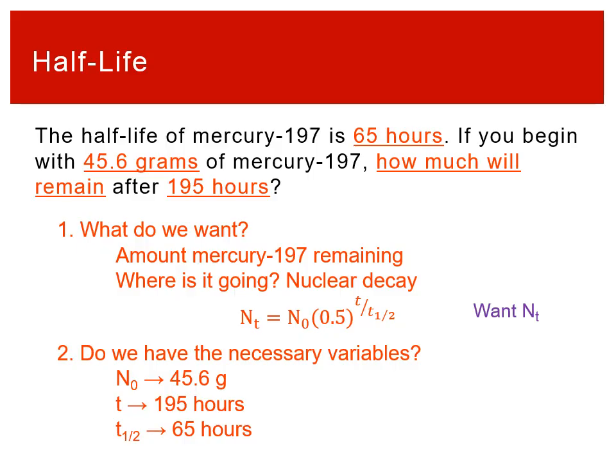But in general, one of the other things we can do is look it up. You can Google mercury 197 half-life and find out that it's 65 hours. You can always look up that information whenever it's available. So you're not always going to be told explicitly that the half-life is 65 hours or 10 days or 1,000,000 years or 20 seconds, whatever it is. You would potentially need to look that up on your own.